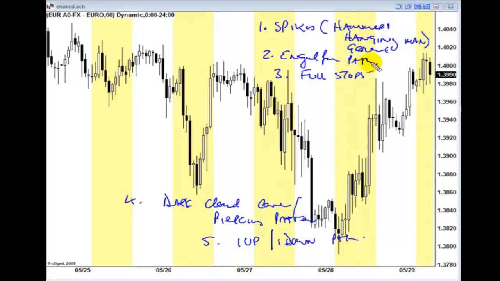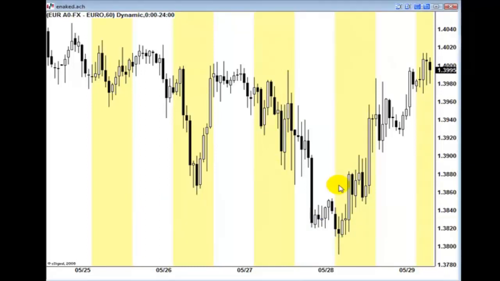Okay, so those are the 5 patterns: spikes, and that includes hammers, hanging men, and just the general spike type of patterns. And then we've got engulfing patterns, and that could be bullish engulfing and bearish engulfing patterns. Then we've got full stops, which are very small candles. I'm going to talk about how to use those. Then we've got dark cloud cover and piercing pattern. So I'm just going to abbreviate that to dark cloud cover and or piercing pattern. And then I'm going to talk about the one up, one down pattern. And that's an extremely reliable pattern, that one. So those are the 5 candle patterns.